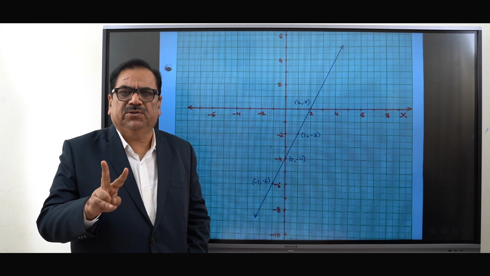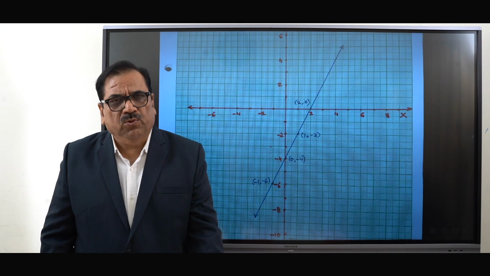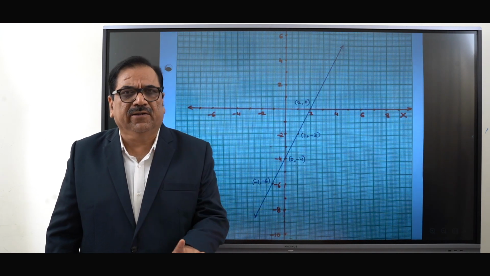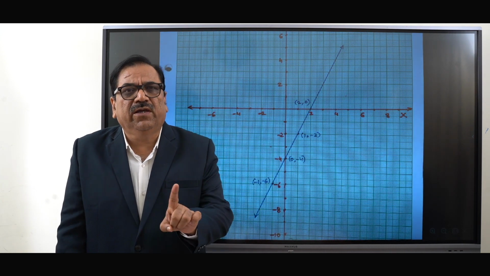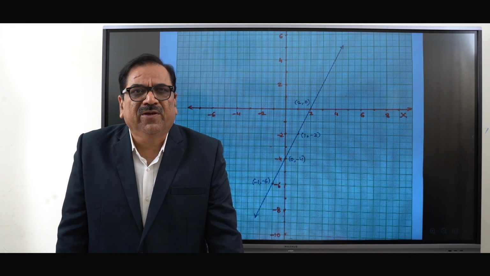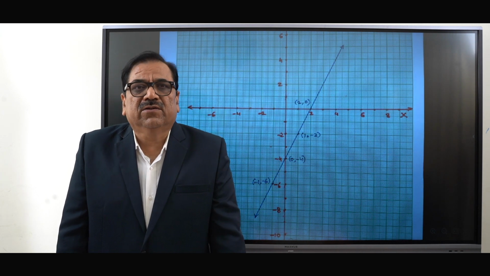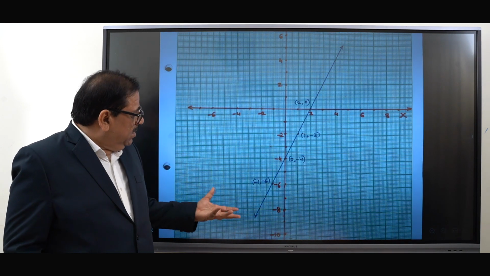Two linear equations will have a solution only if these two lines are intersecting. Remember, two lines always intersect in only one point, and the coordinates of that point, the x coordinate is the value of x and the y coordinate is the value of y in that simultaneous equation. We will solve such problems.